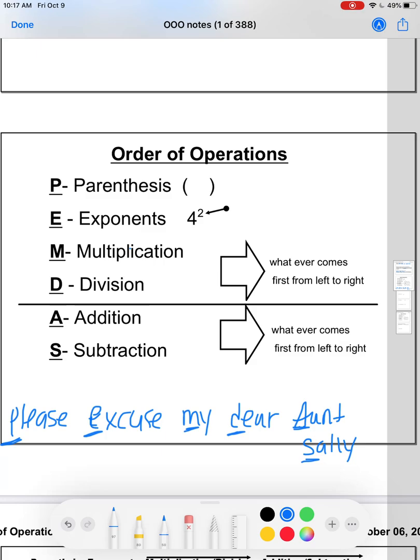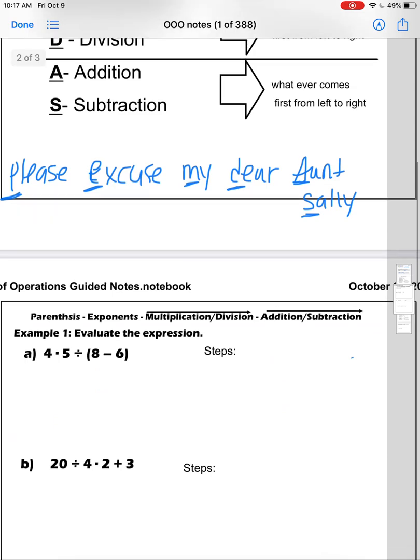Okay, so the only tricky part here is we have parentheses. That's easy enough. Exponents is going to be that little 2, 3, 4, 5. It doesn't matter what number it is. If it's up in the little corner, that's an exponent. Then we have multiplication and division. So you do whatever comes first from left to right. Multiplication is not always going to come first, and division is not always going to come first. We will have to figure out what comes first from left to right. Then we have addition and subtraction, and that's also the same thing. It all depends what is happening from left to right.